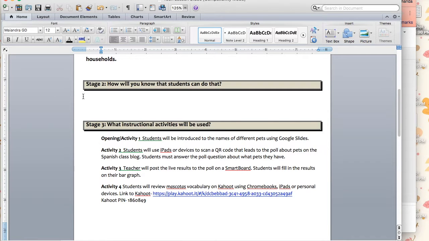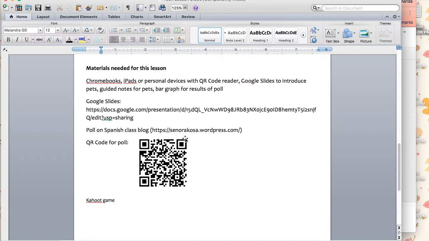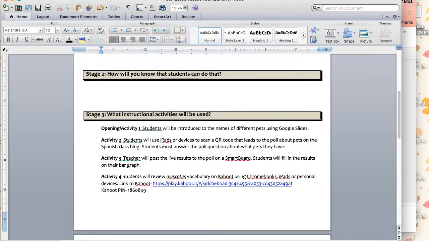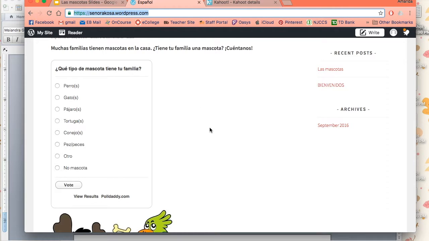After that, students will be using iPads or personal devices to scan a QR code, which is pictured down here, that leads to the poll about pets that is on the class blog. So basically it says, ¿Qué tipo de mascota tiene tu familia? What kind of pet does your family have? They are able to vote more than one time, so although the boxes here are not the square boxes that allow you to check off more than one, they can submit multiple answers if they have both dogs and cats. They can submit 2 times.